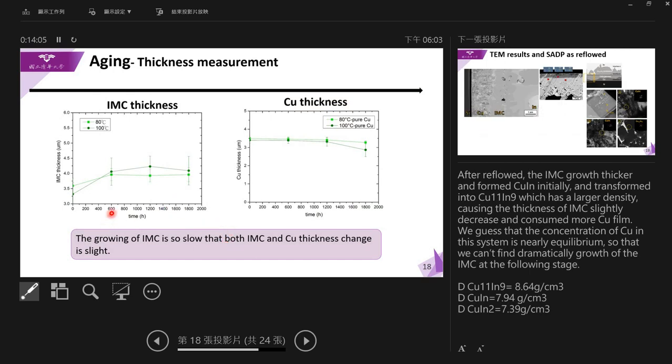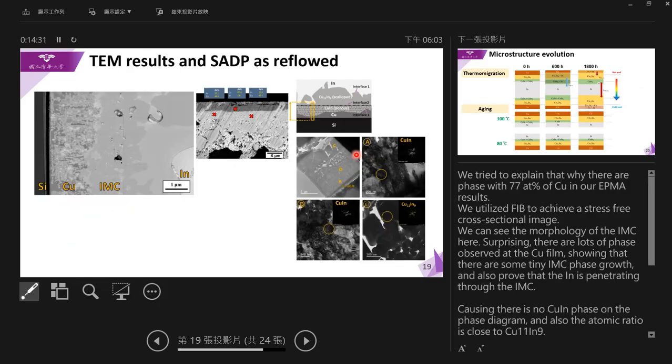After reflow, the IMC grew thicker and formed CuIn phase initially, and transformed into Cu11In9, which has a larger density, causing the thickness of the IMC to slightly decrease and consume more copper film. We guess the concentration of copper in this system is nearly at equilibrium, so that we cannot find dramatic growth of the IMC at the following stage. We try to explain why there are phases with 77% of copper.